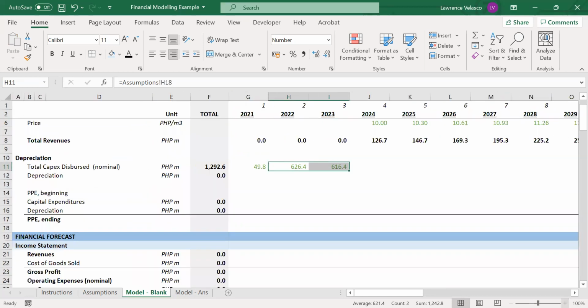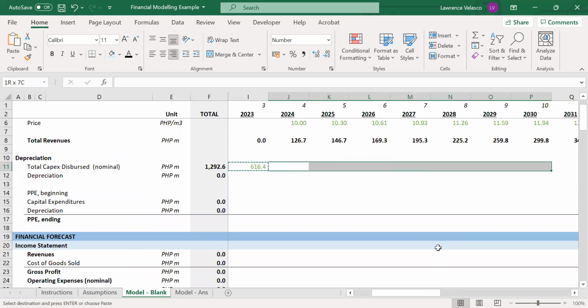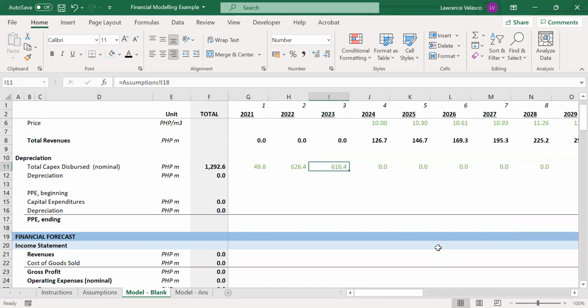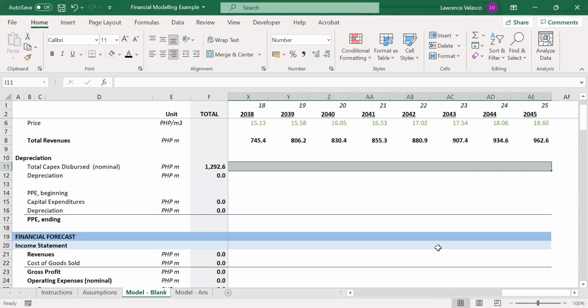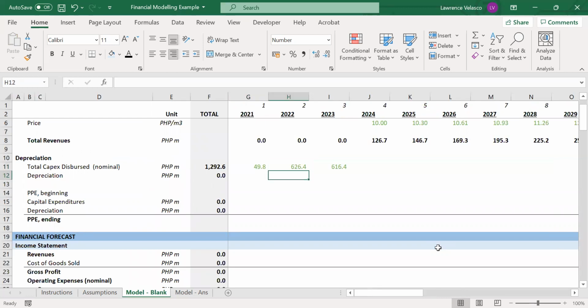Let's enlarge it a bit. Okay, 2021, 2022, 2023. 2024 is zero already. So even if I drag this, zero will come out, since I have no other capex. That's it. Okay? Now, how much is depreciation?